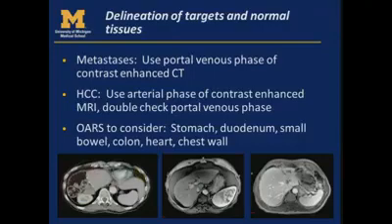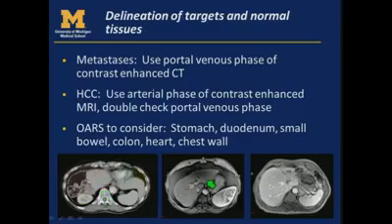So how do you contour these targets in normal tissues? For metastases, it's relatively easy. Just use the portal venous phase of the contrast-enhanced CT, and here's an example. For the portal venous phase, basically the liver lights up white, and the tumor is dark. So you just look for a hole like Swiss cheese. And here's a dark hole here. I don't know how well it projects up there. Dark hole in the white liver.